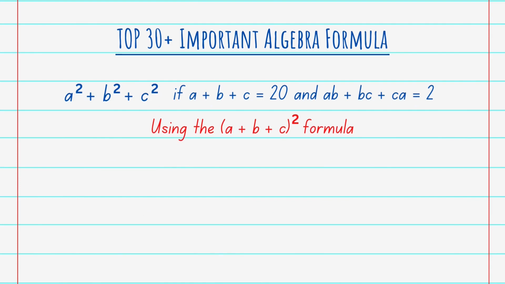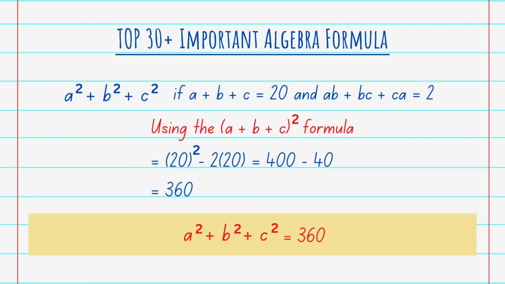Then our formula is manipulated in this manner. Using the (a + b + c) square formula, we have a + b + c equal to 20. That's why 20 square minus 2 into 2, which is equal to 400 minus 4, which is equal to 396 like this. So we got our value a² + b² + c² is equal to 396.